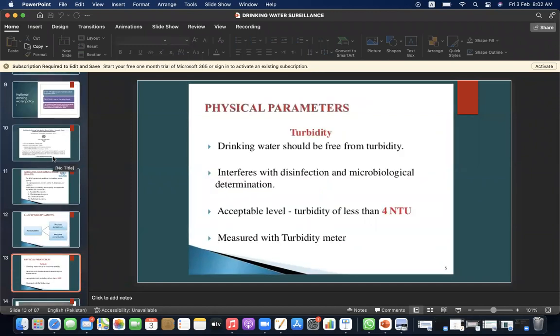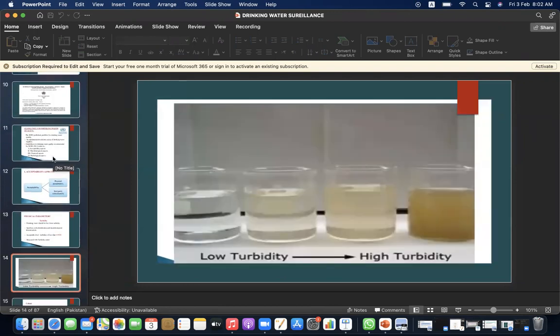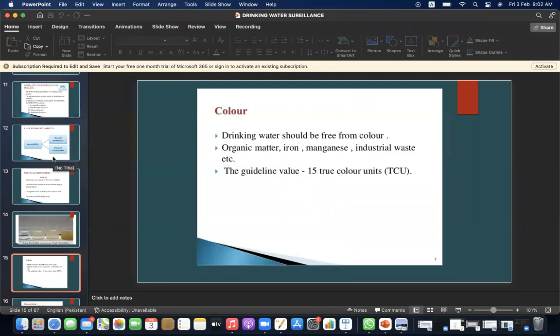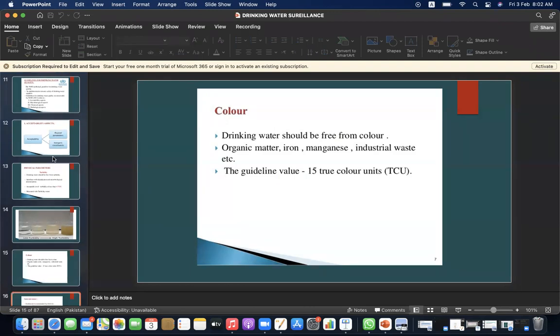Physical parameters include turbidity. First, drinking water should be free from turbidity, which interferes with disinfection and microbiological determination. Acceptable level of turbidity is less than 4 NTU, measured with a turbidity meter. Here's a picture showing a range from low turbidity to higher turbidity. Color: drinking water should be free from color, organic matter, iron, manganese, industrial waste, etc. The guideline value is 15 true color units.